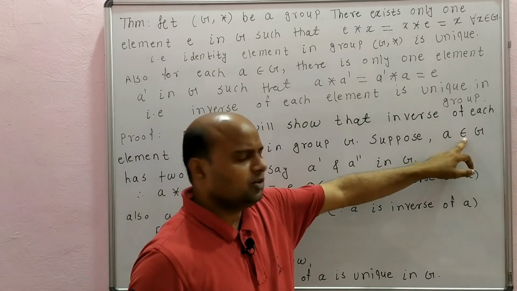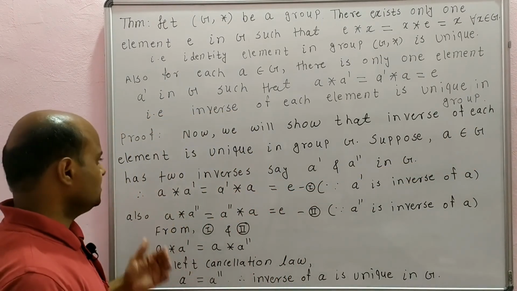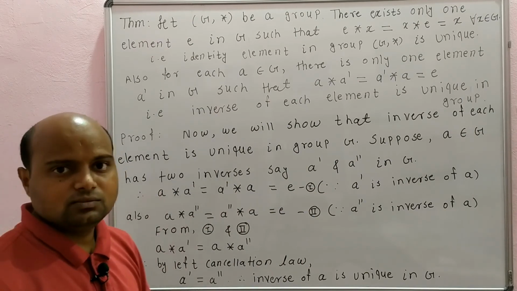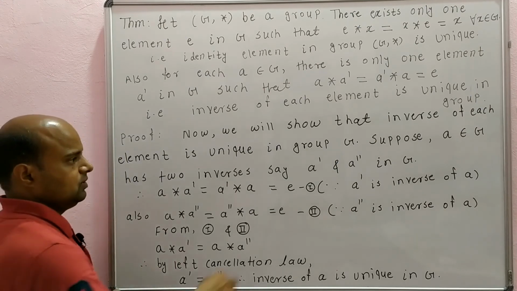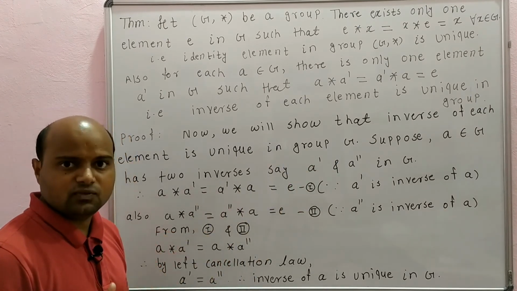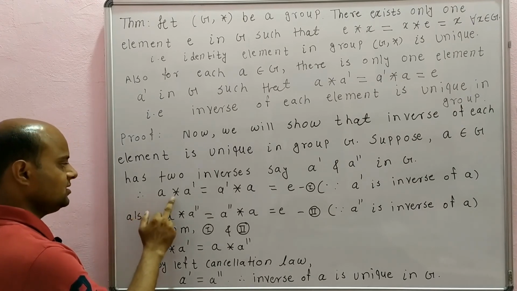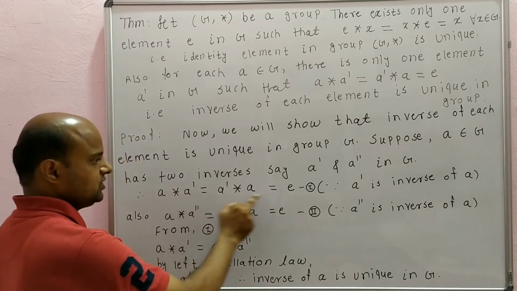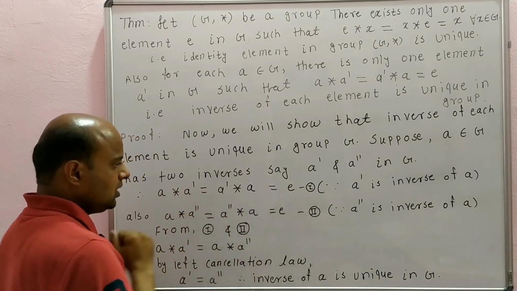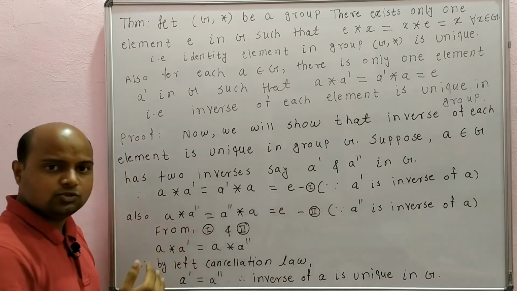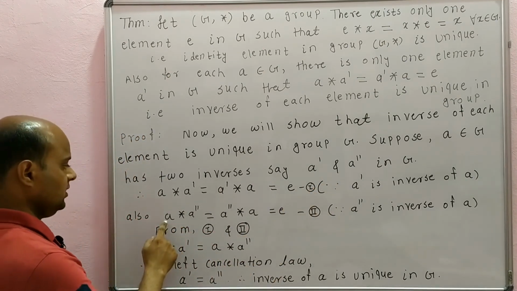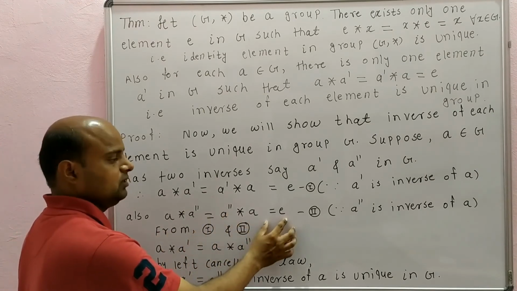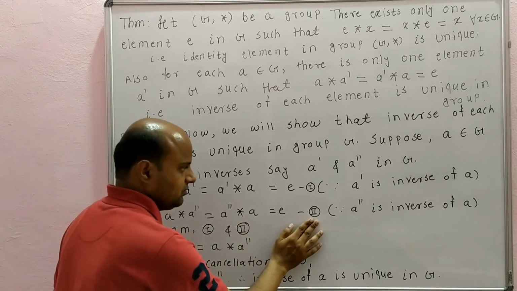Suppose A is any element of G and it has two inverses, say A dash and A double dash in G. Now A dash is the inverse of A. Therefore what we will get? A star A dash is equal to A dash star A is equal to E. We will call this equation as the first equation. Also A double dash is also an inverse of A. Therefore A star A double dash is equal to A double dash star A is equal to E. We will call this equation as the second equation.